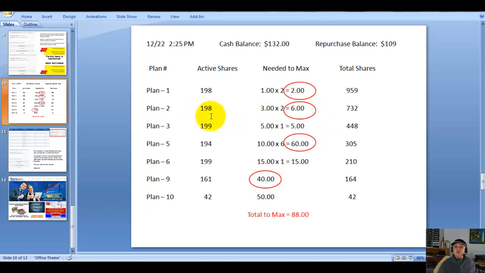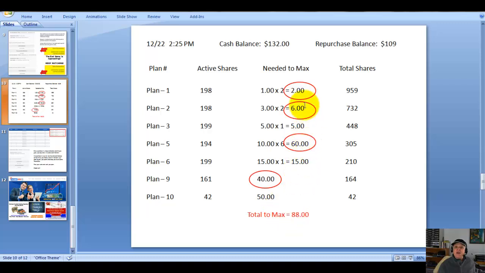So my plan 2 is at 198. Those shares are $3. I need 2 of them to max it out to 200, and so that's going to cost me $6. I'm at 199 on plan 3. Those shares are $5 a piece, so that's one share at $5 makes it $5. I'm at 194 in plan 5. Plan 5 shares are $10 a piece. I need 6 of those to max out to 200. That's $60. On plan 6, I have 199. Those are $15 a piece, so I need one more to max it out at 200. That is going to cost me $15.